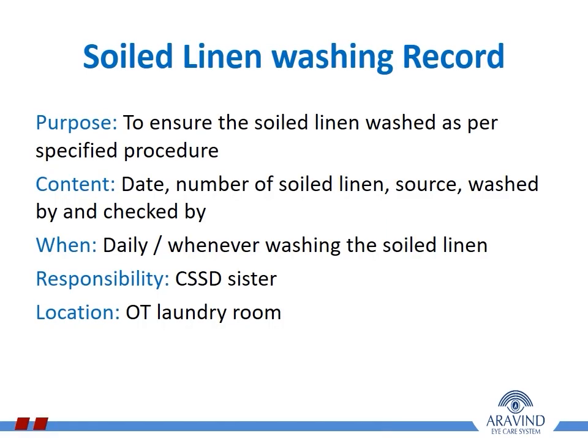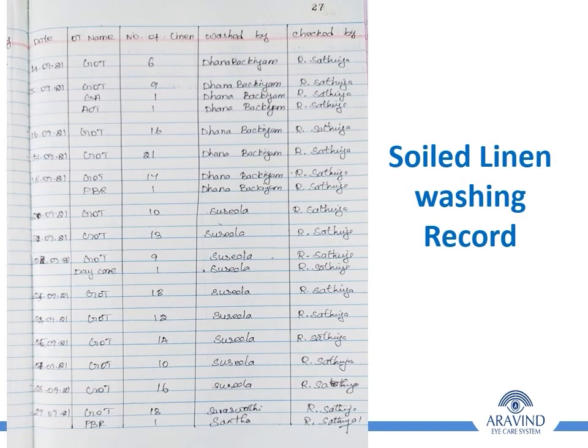Next is the soiled linen washing record. The purpose of this register is to ensure the soiled linen washed as per specified procedure. It contains the date, number of soiled linen, source, washed by and checked by person signature. The entry is done daily or whenever washing of the soiled linen happens. CSSD is in charge and the record is placed in the OT laundry. This picture shows the soiled linen washing record.